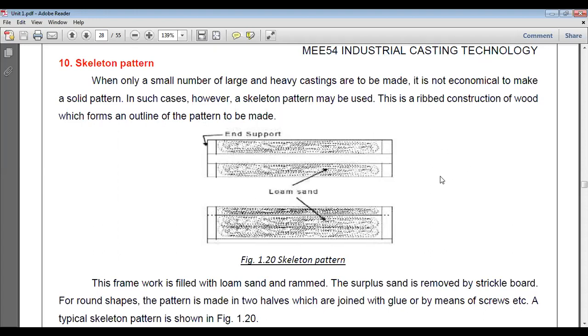So rather than making the whole thing solid, we make a cage of it, and this cage or framework is filled with loam sand and dried. The surplus sand is removed by a stickle board for round shape. The pattern is made in two halves, which are joined by glue or by means of screws, etc. A typical skeleton pattern is shown in figure 1.20. Skeleton pattern is shown in this figure.